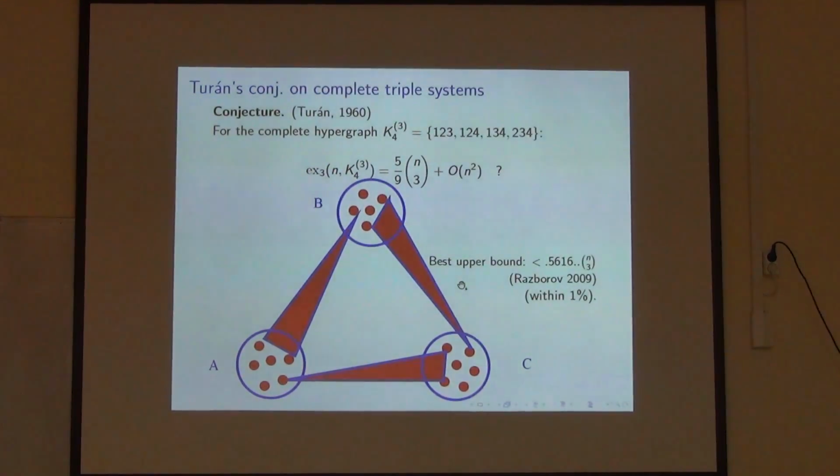And one conjecture is still unsolved. Turán's conjecture: what if we are looking for a complete triple system on 4 vertices? How many triples, how many 3-element sets, can we have? He has a construction which has 5/9 of all the triples without a K4. He conjectures that this is the best, and there are plenty of results. On this topic, the best upper bound is due to Razborov, who managed to prove an upper bound, because we already have a lower bound, as you can see from the construction. The upper bound is 1% close to the lower bound, which is pretty good.